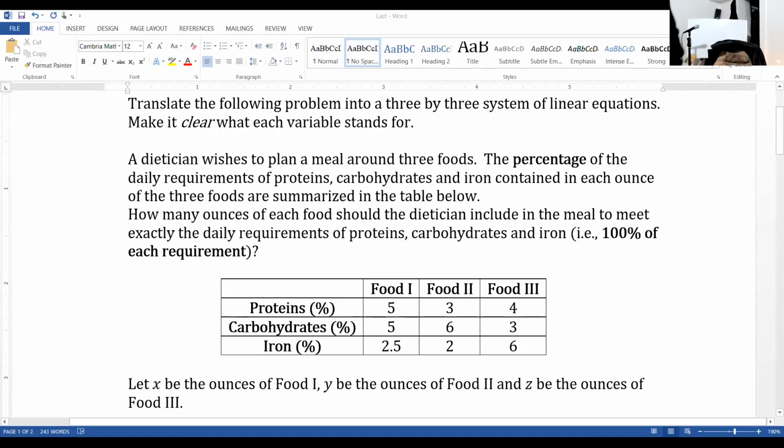Now we're going to take a look at an application question that will allow us to come up with a 3 by 3 linear system, which we're going to solve using Gauss-Jordan elimination. I'll let you read that while I clear out some background noise here.